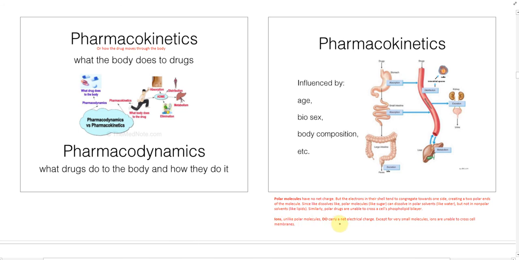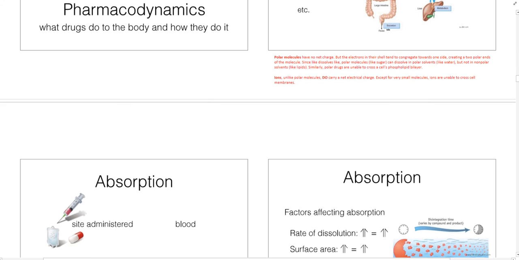Ions do carry a net electrical charge, and because of that net electrical charge, they are unable to cross cell membranes generally, I believe. I don't remember exactly. But very small ions can cross. I think more of that will come later.